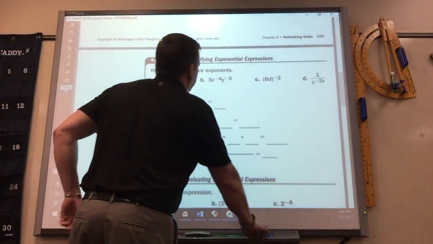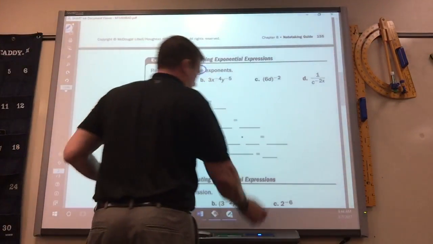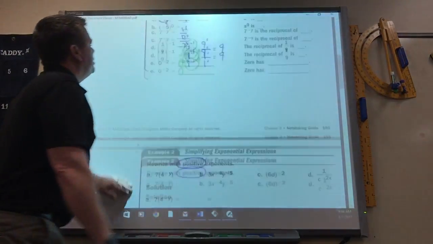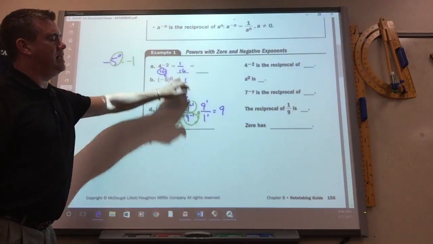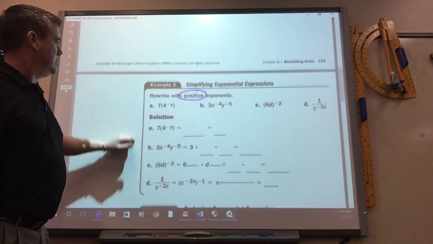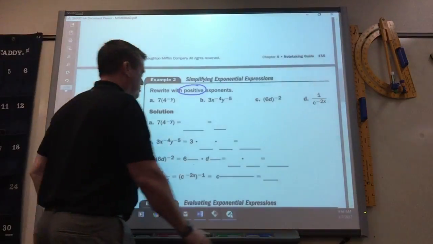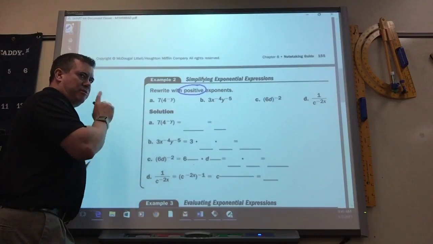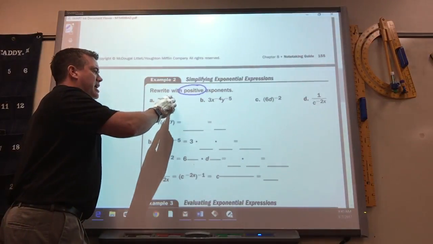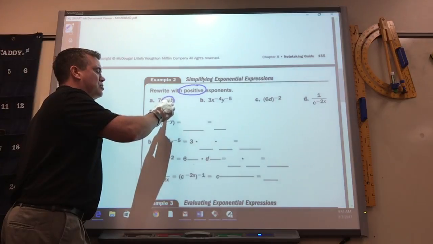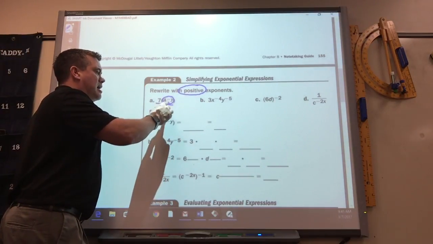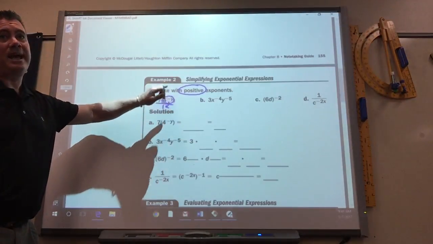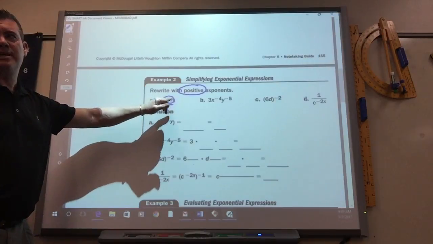Okay, rewrite with positive exponents. So that's what I showed you right here, is we don't want to have any negative exponents in it. So here we've got 7 times 4 to the negative y. If you remember this, if an exponent is negative, just take it and what it's hooked to, and if it's on the top, you move it to the bottom. If it's on the bottom, you move it to the top. And it just changes the sign of the exponent, not the number itself, just the exponent.